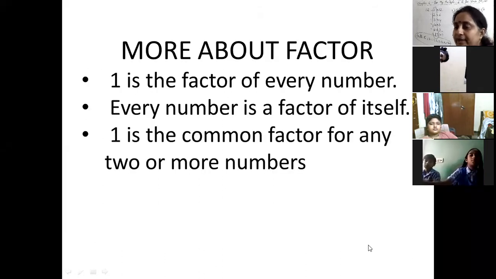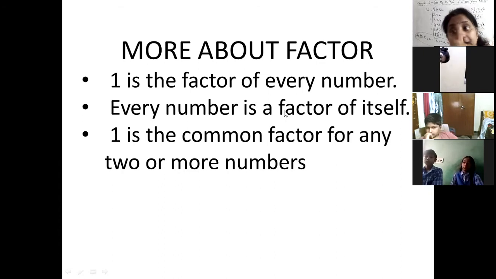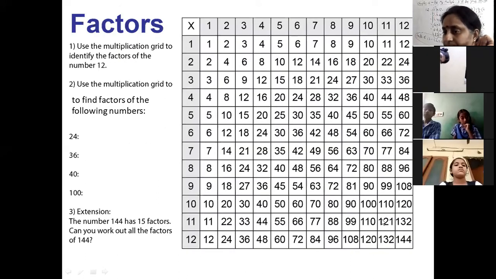More about factors, some important points here. 1 is the factor of every number. Even 1 is the multiple of every number. You remember that, okay? Every number is a factor of itself. Every number is a multiple of itself also. 1 is the common factor for any 2 or more numbers. So if you take any 2 or more numbers, 1 will always be there as a common factor. These are some important points.